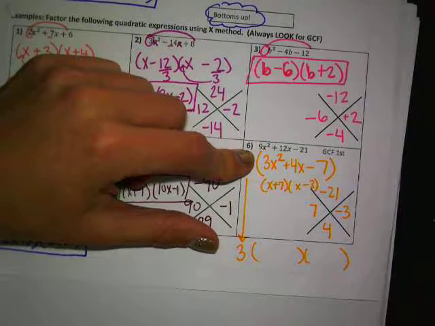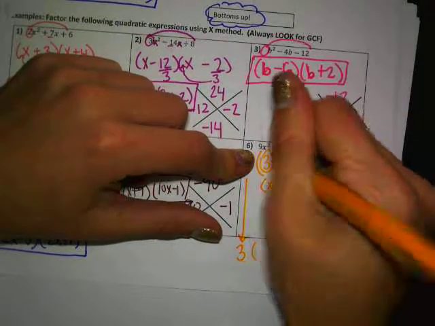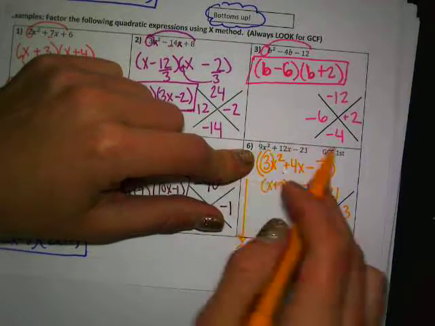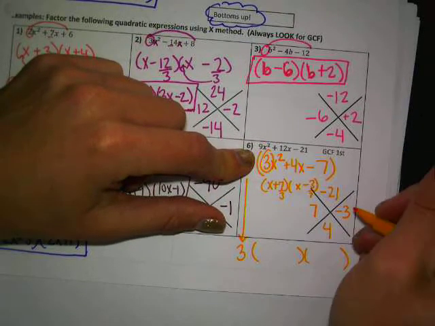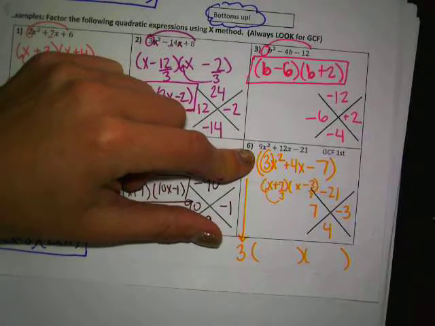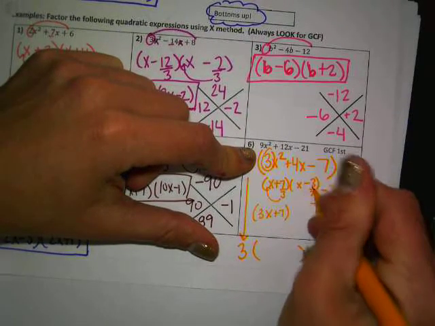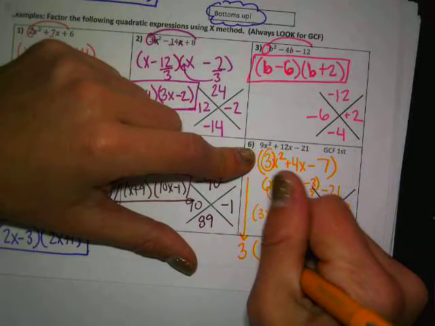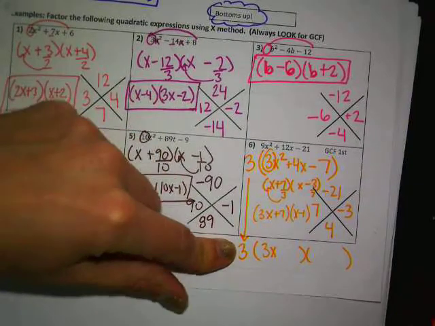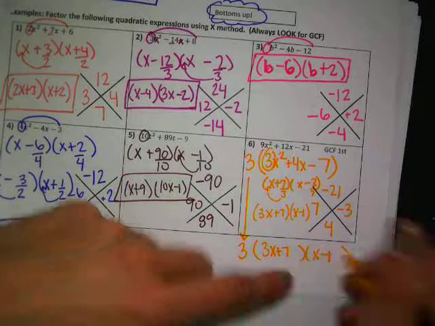What number do I divide by now? The 3. This guy right here. All right, we're done with the 9x squared. We're not messing with that one. So we're going to divide by 3, divide by 3. 7 divided by 3 does not reduce. So 3x plus 7. And 3 divided by 3 reduces to 1. And so then your final answer is going to be 3, your GCF, times 3x plus 7 and x minus 1.